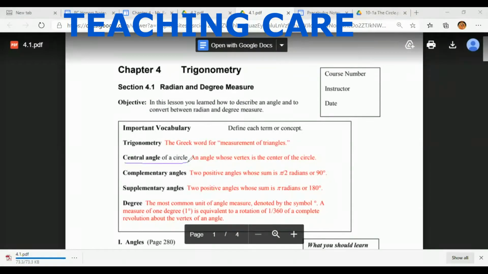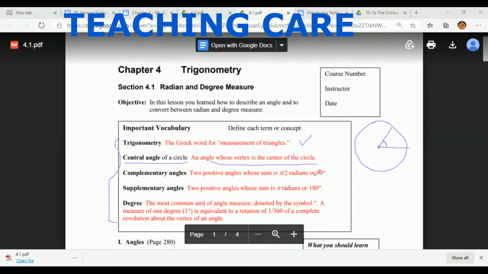Central angle of a circle. What is that central angle? These are the basic definitions you should know to go inside. So that's what we are going to see now. First one is, what is the definition of trigonometry? What is a central angle? An angle whose vertex is the center of the circle is called a central angle of a circle. So when you have a circle like this, and this makes an angle, this is called a central angle.